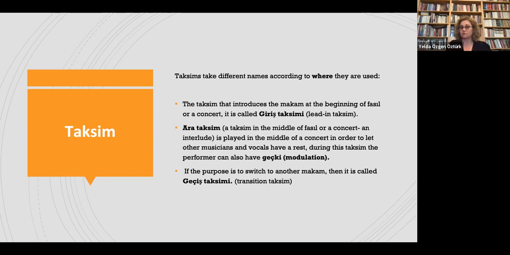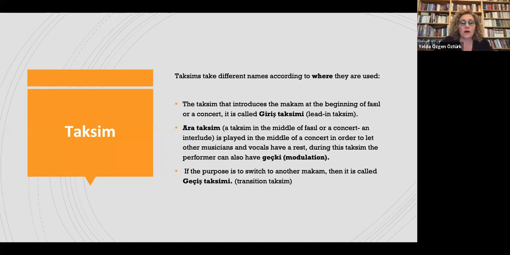And also middle taksim is ara taksimi, as you can imagine, a taksim in the middle of a concert or a fasıl form, an interlude played in the middle of a concert in order to let other musicians and vocals have a rest, in fact. During this taksim, the performer can also have modulation, which is called geçki in Turkish music. If the purpose is to switch to another makam during the concert, the taksim is called geçiş taksimi, transition taksim.